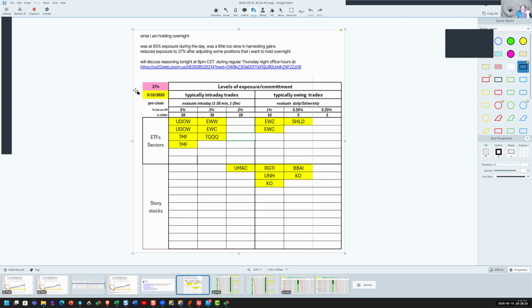I use this as my little template during the day, so at a glance I can feel where I am in terms of short-term, long-term risk, story stocks versus ETFs. How I use this to be able to plan a strategy to build positions on successful trades as we go. And that's what I want to say about that.